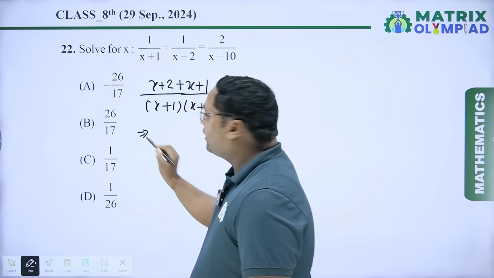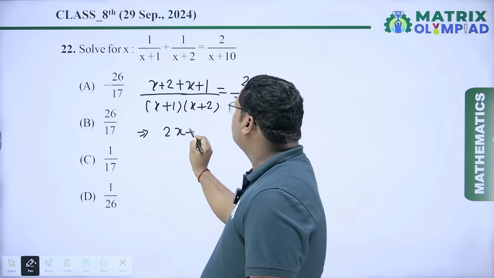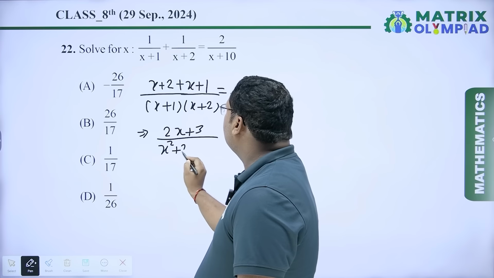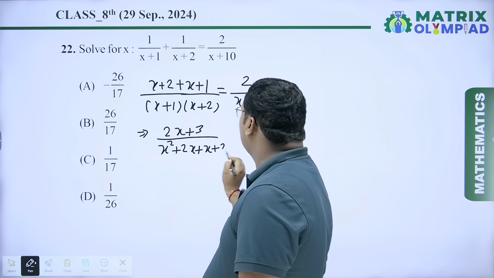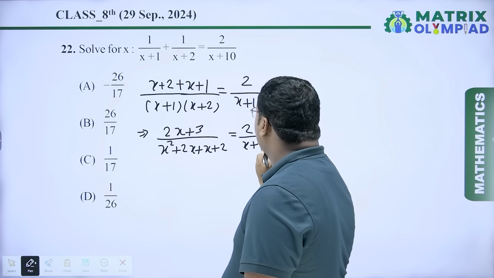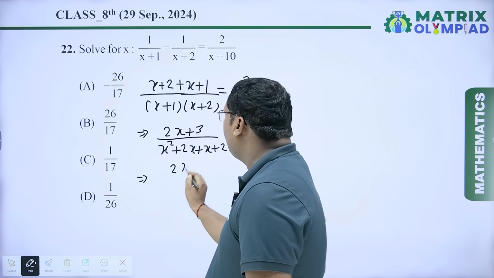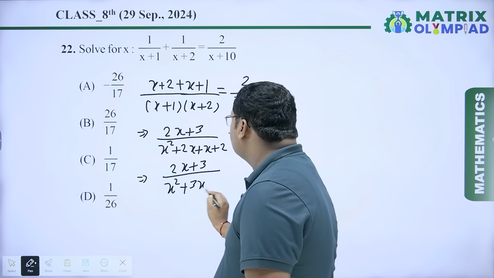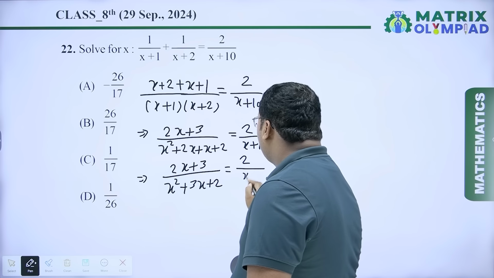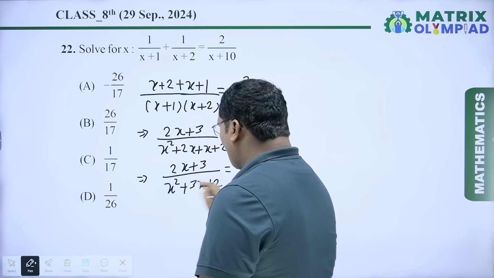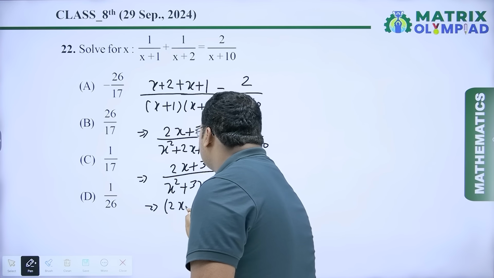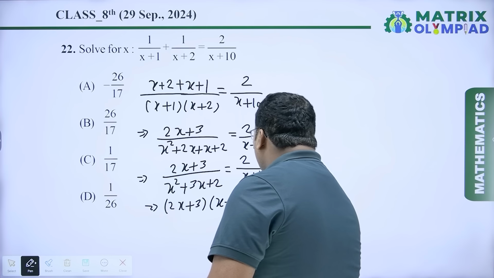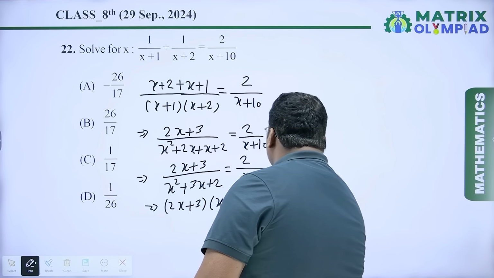Now we have to solve numerator and denominator, so we will get here 2x plus 3 upon multiplied by these two terms, so we will get x square plus 2x plus x plus 2 is equal to 2 upon x plus 10. Again we have to solve this equation, so we will get 2x plus 3 upon x square plus 3x plus 2 is equal to 2 upon x plus 10. Now we have to cross multiply these two equations, so we will get 2x plus 3 into x plus 10 is equal to 2 into x square plus 3x plus 2.